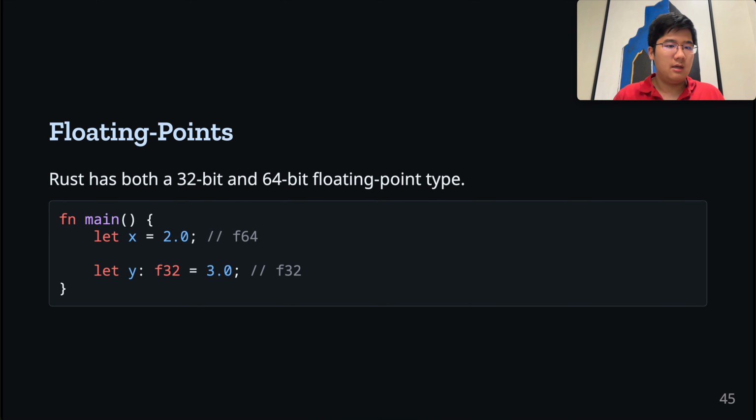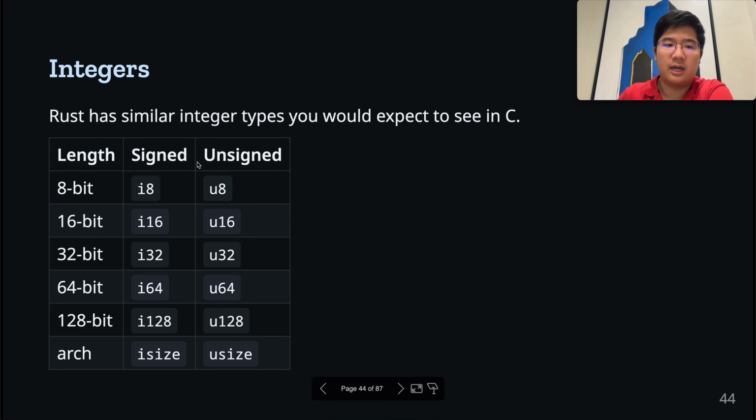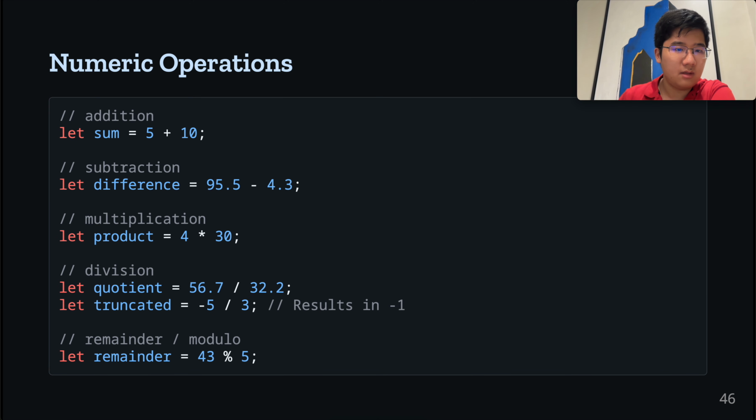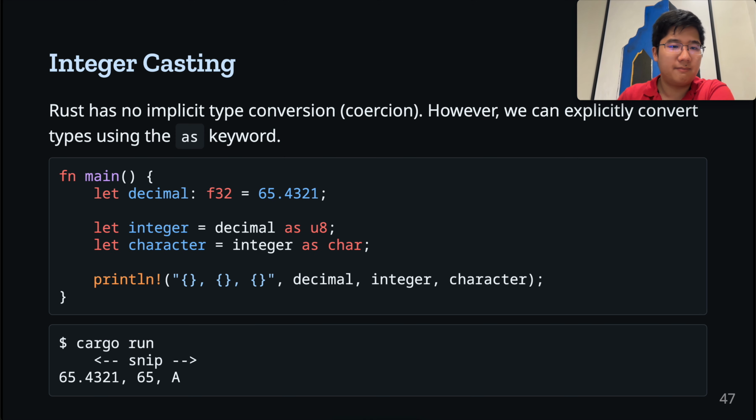Rust also has floating points, both a 32-bit and a 64-bit floating type. The default one is f64. Oh, I should mention that the default integer type is i32. The default for floats is f64. This is, I believe, similar to what Python does. We have numeric operations, pretty standard. If you're interested, you can pause here and take a look.